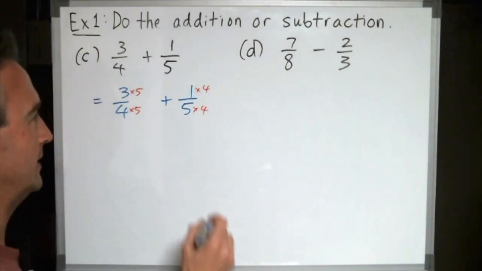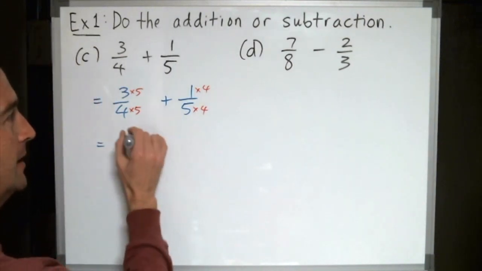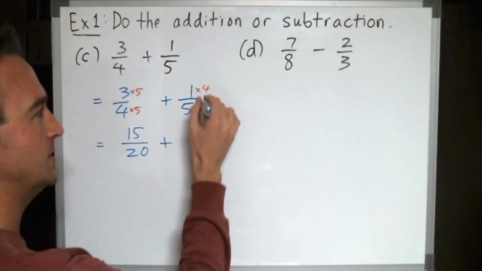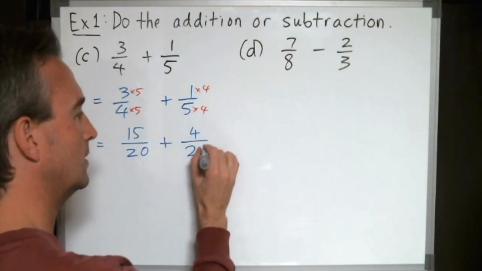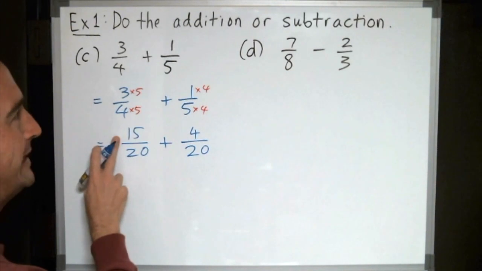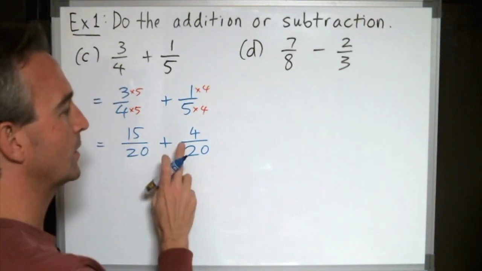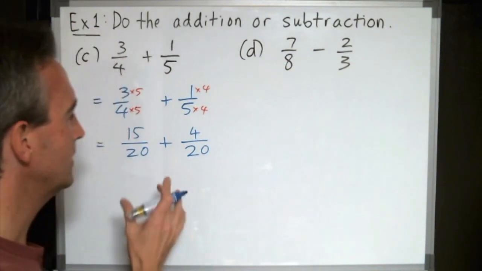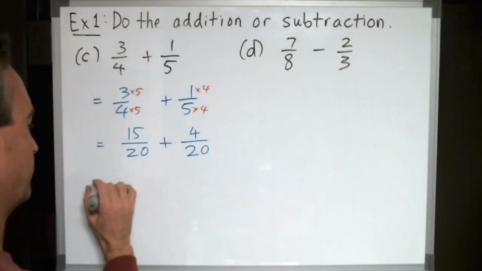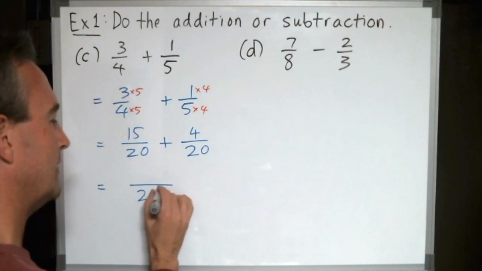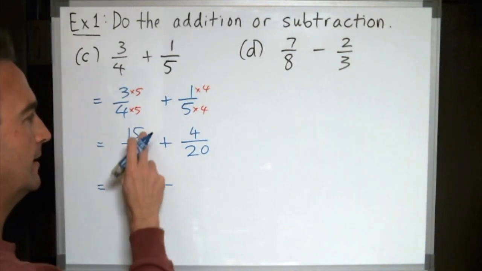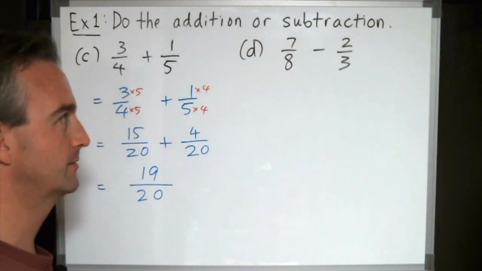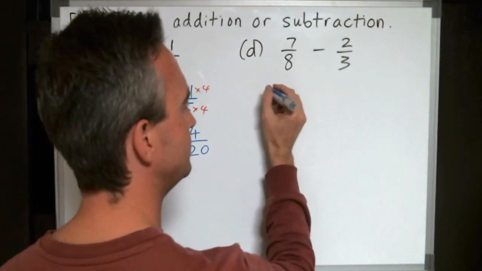Getting it? Nearly there. So this fraction now becomes 15 over 20, and this one becomes 4 over 20. Okay, so 15 over 20 is equivalent to 3/4, and 4 over 20 is equivalent to 1/5. It's still the same question. The fractions just look different now. So we now have a common denominator of 20. 15 and 4 is 19. There we go. Done.